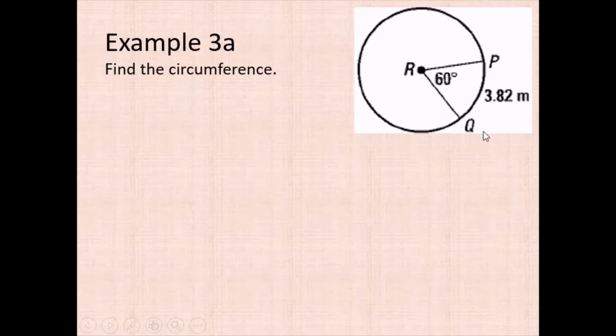Okay, example 3a. Find the circumference. And we don't have r in this case. So we've got to figure out what r is, and then use the circumference equation to get the circumference. Okay, how can we get r? Well, we've got an arc length and we've got a central angle. So I can use that arc length equation to figure out what r is first.